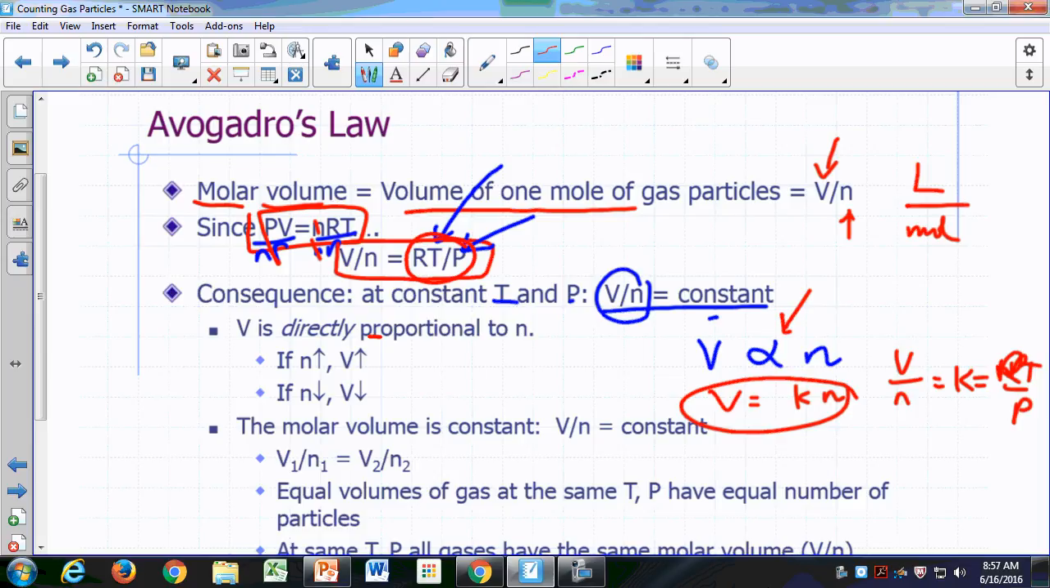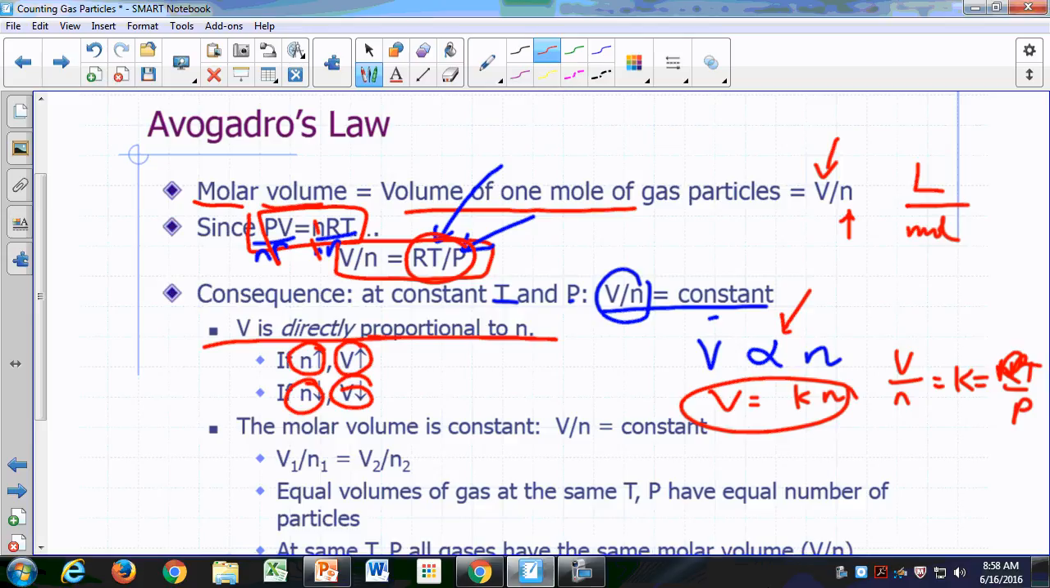So if V is directly proportional to n, what does it mean? That means if you have more moles of gas, you expect it to occupy a bigger volume at a given temperature and pressure. So in a way, you can use volume as a way of determining how many moles you have, provided you know the temperature and pressure. Smaller moles of gas, smaller volume.